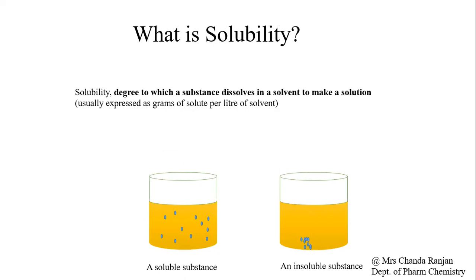Solubility is the degree to which a substance dissolves in a solvent to make a solution, expressed in gram per liter. Here I have tried to show the solubility of a substance in a solvent using two beakers. In one, the substance is distributed throughout the solvent, and in the other it has accumulated at the bottom, meaning it has not distributed in the solvent. So the first beaker shows a soluble substance, the second one shows an insoluble substance.